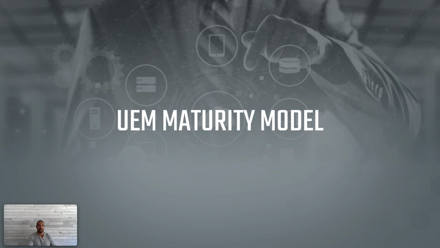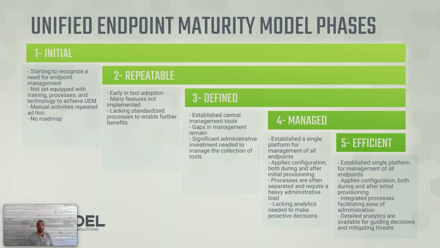So over the last year, we've spent some time putting together this unified endpoint management maturity model. The maturity model has some common phases in it that aren't something that we've developed, but should be somewhat recognizable. So the 5 phases of the maturity model: the initial phase, where you're starting to realize you have a need for something; a repeatable phase, to where you're early in that adoption, but you have many features that are not implemented yet, and you're lacking standardization around processes to enable further benefits.